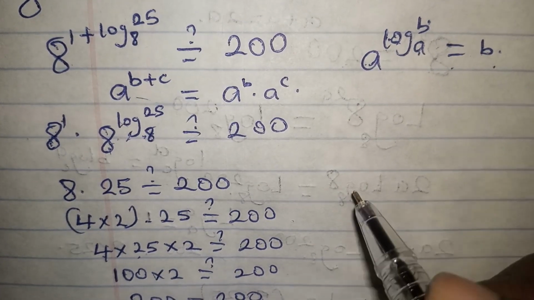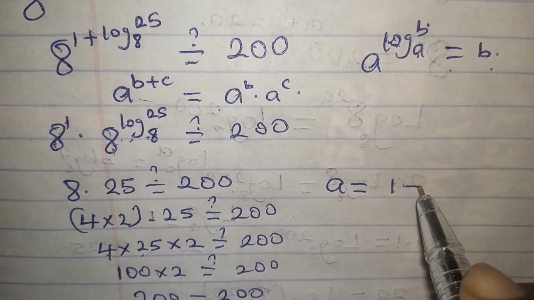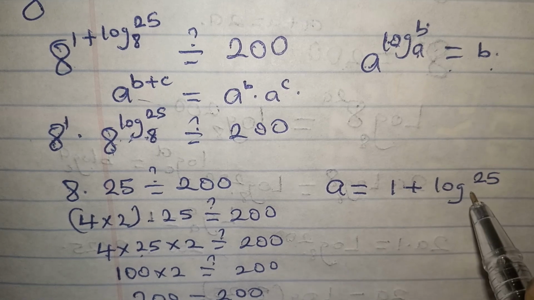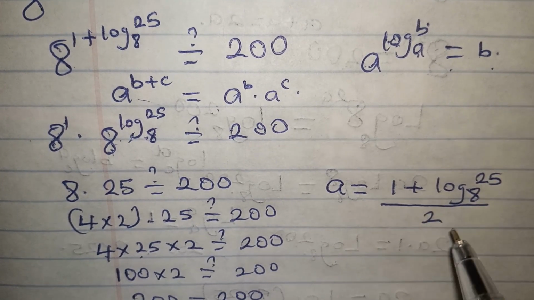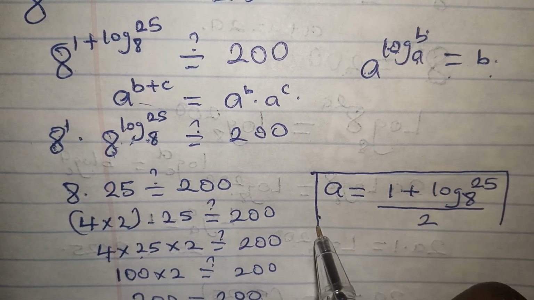Recall our a is equal to (1 plus log 25 to base 8) divided by 2. So this is our value for a.